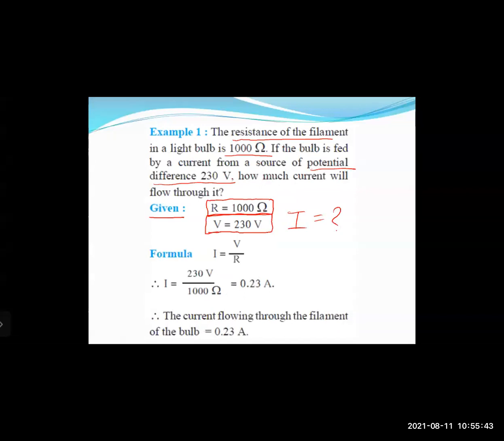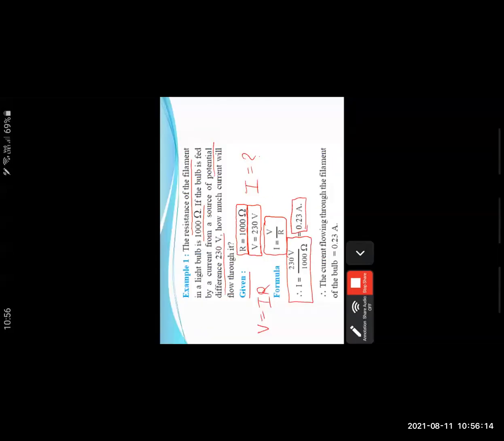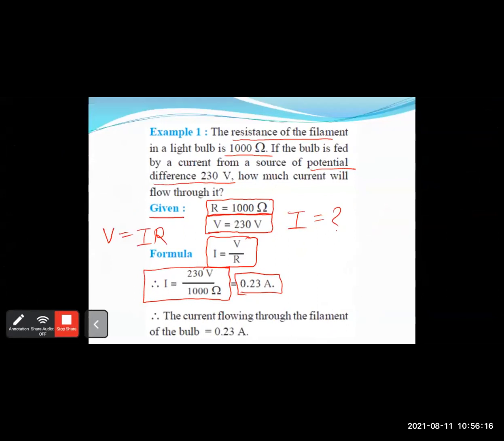Here, the formula that we are going to use is Ohm's law. So we know Ohm's law: V equals I into R, right? But the quantity that we need to calculate is I. So we will just rearrange the formula and write I equals V by R, right? And then we will substitute I equals 230 volts divided by 1000 ohms, that equals 0.23 amperes. So current flowing is 0.23 amperes. Therefore, the current flowing through the filament of the bulb will be 0.23 amperes.